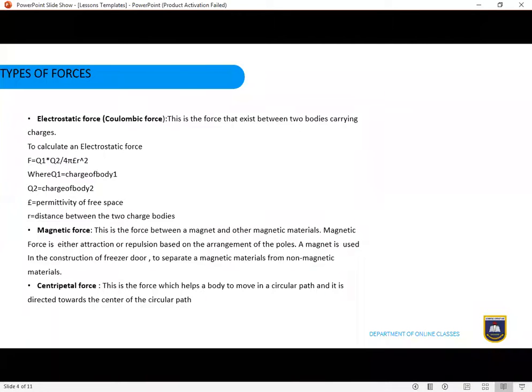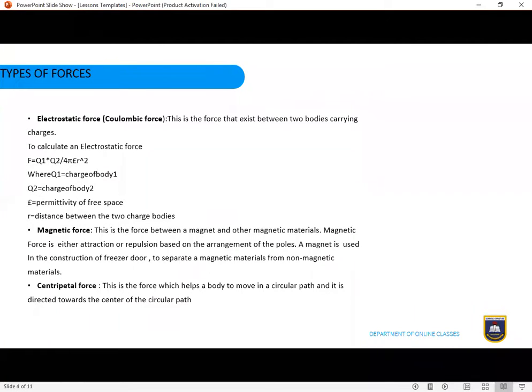The second one is to separate a magnetic material from non-magnetic materials. Let's say you are using an iron filing in doing some work, and the iron filing fell in the soil. How are you going to separate the iron filing from the soil particles? You have to use a magnet to separate them. So it's used to separate magnetic materials from non-magnetic materials.